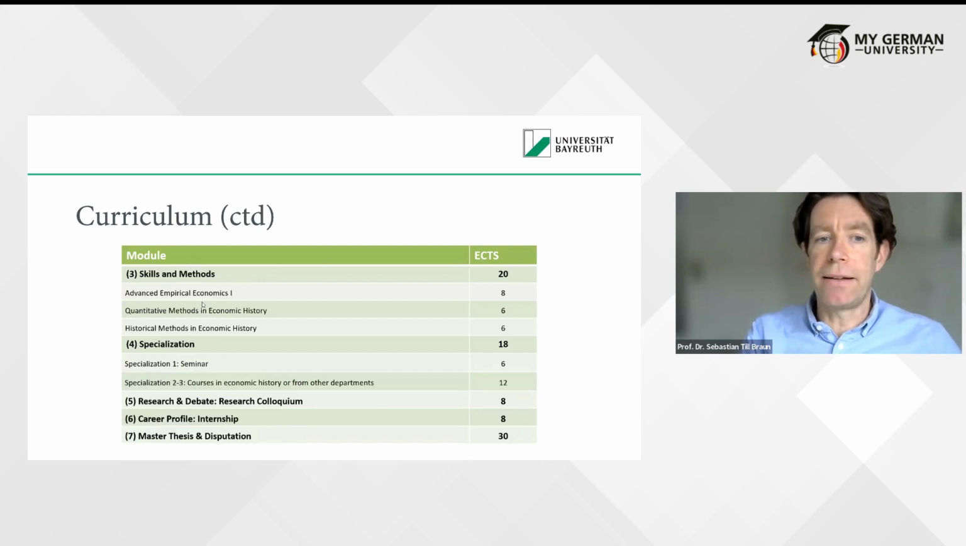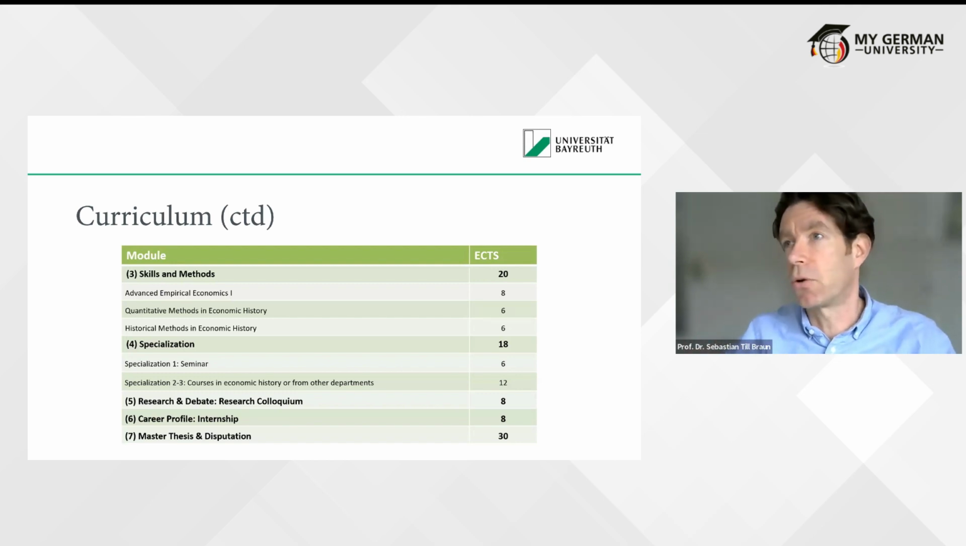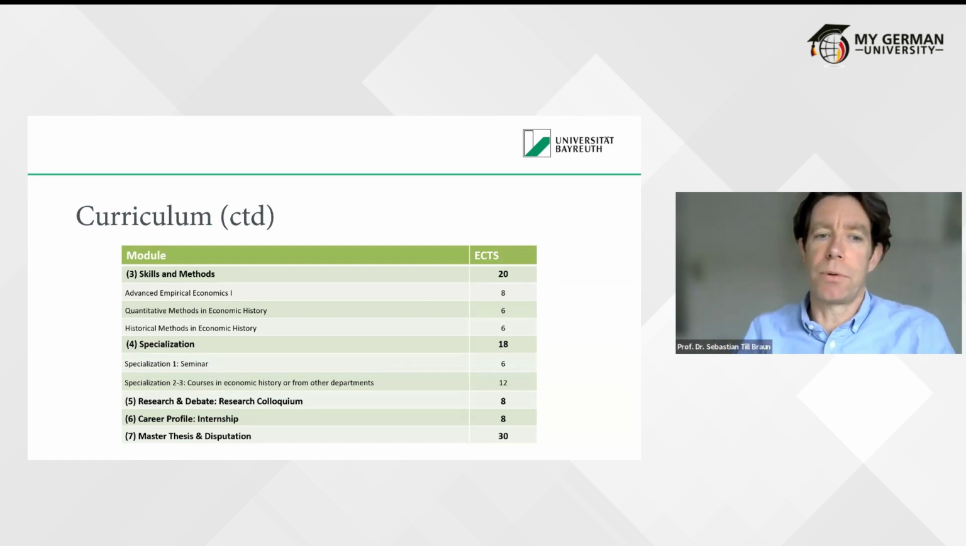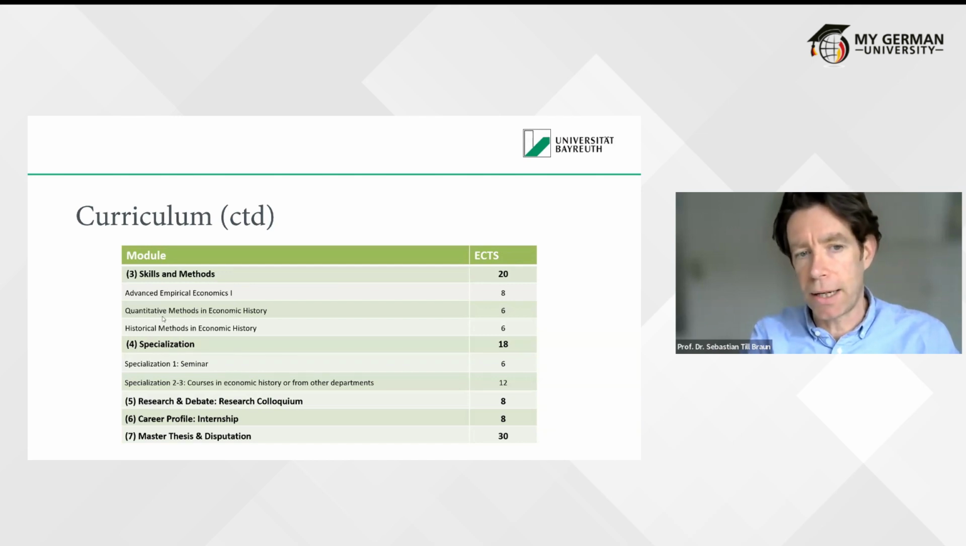And then there are these skills and methods courses. Advanced Empirical Economics is basically quantitative methods that you would also learn if you would just do a straight econ degree, which we, of course, also offer in Bayreuth. So this is quite advanced, I would say. And then we have more specialized method courses in economic history. And that's what I told you earlier.